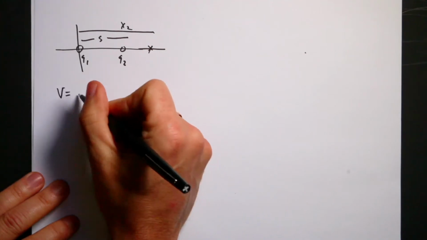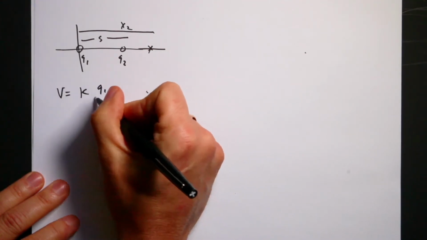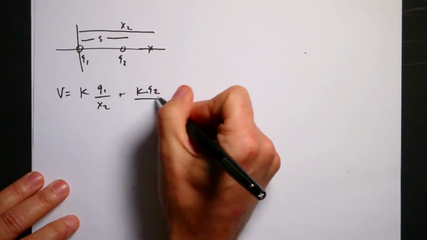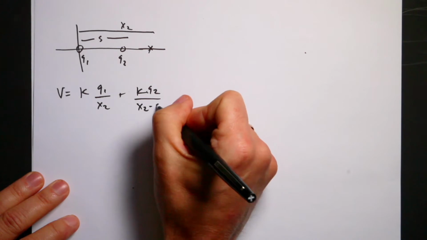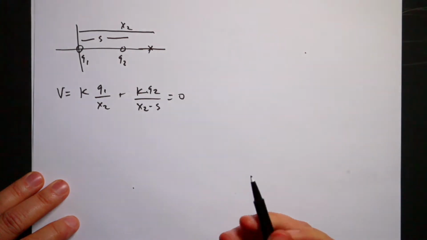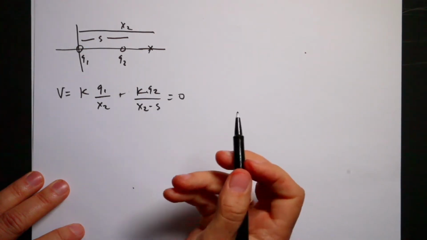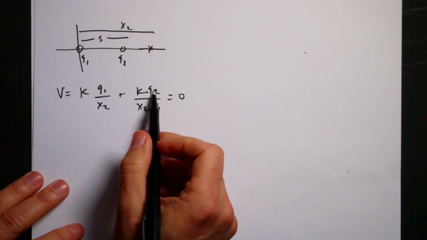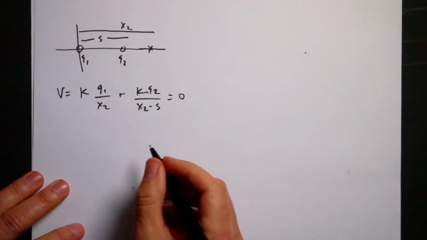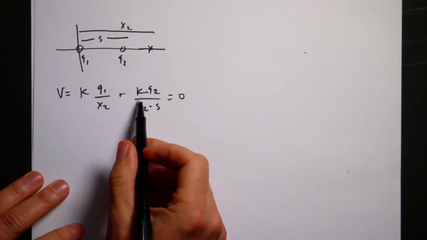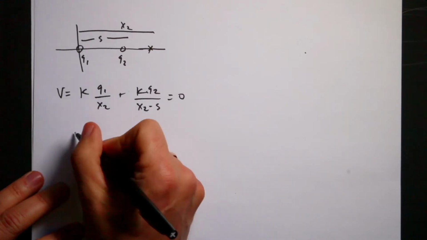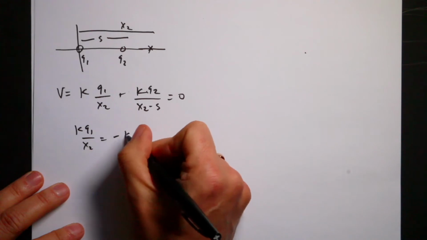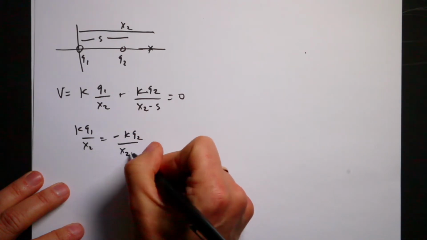So V equals K times Q1 over X2 plus K times Q2 over X2 minus S equals 0. I should just call it X, but that has to be true. Yes, Q2 has to be negative, but I already said that. So let's solve this for X2. Let's subtract this from both sides, and I get K Q1 over X2 equals negative K Q2 over X2 minus S.